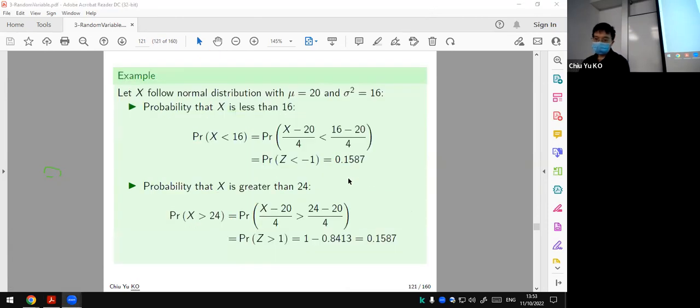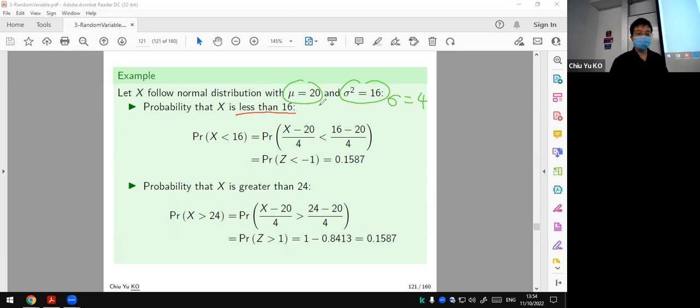So this is the question I mentioned in the beginning. Usually what you have is not the Z, not the standardized normal, but you have it like this, right? So I have a normal with mean 20 and variance 16. You can imagine that this is exactly a midterm test result, with mean of 20 and variance of 16. So the sigma is 4 here.